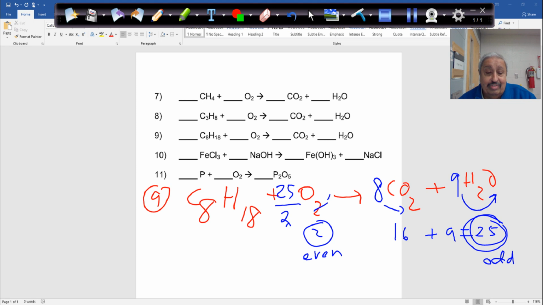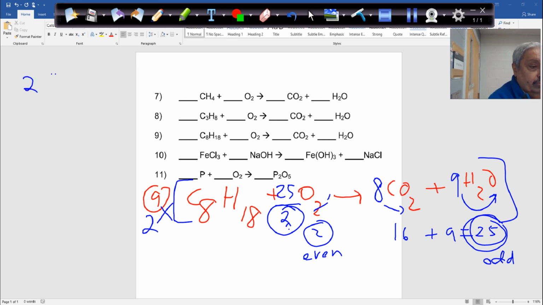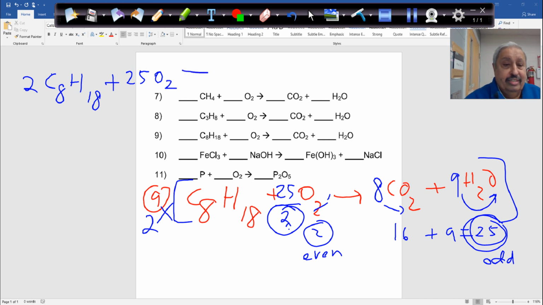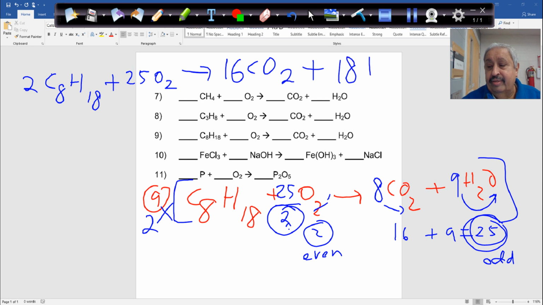So in order to get around this, I will have to multiply the whole equation to get rid of this. This is 2. If it's 3, I will multiply it by 3. If it's 2, I will multiply it by 2 here. Okay? 2 C8H18. 2 multiplied by 25 over 2. The 2 cancels with the 2. That's 25 O2, correct? And this is 16. 2 multiplied by 2, 16 CO2 plus 18 H2O. All this by 2.